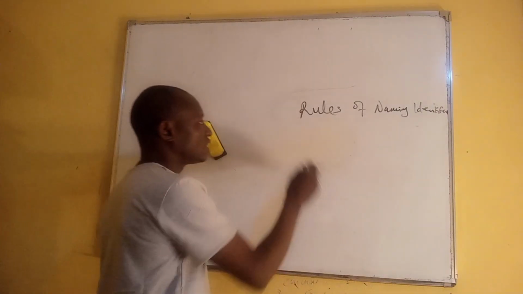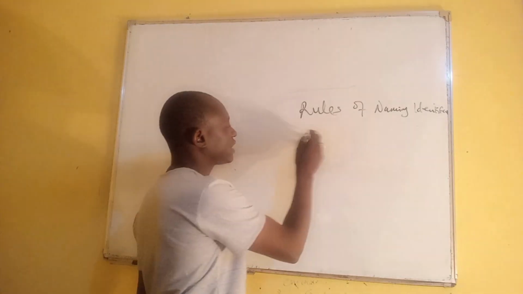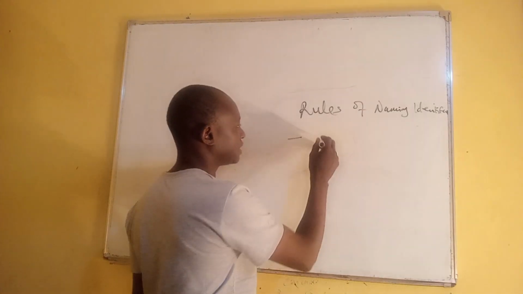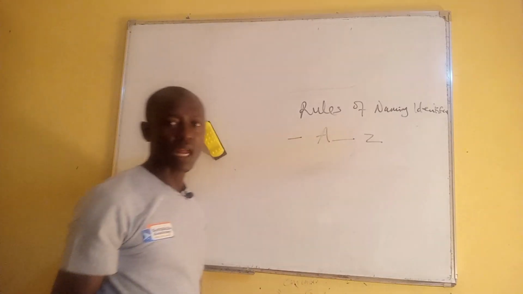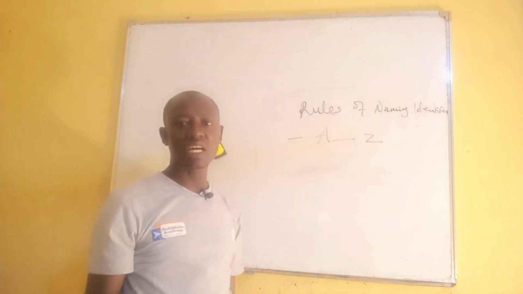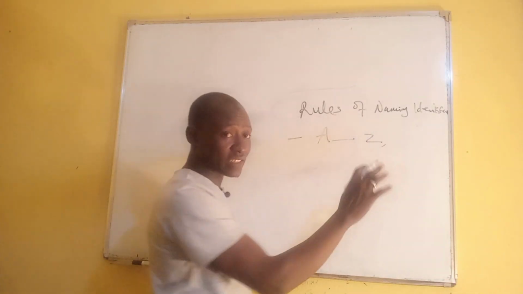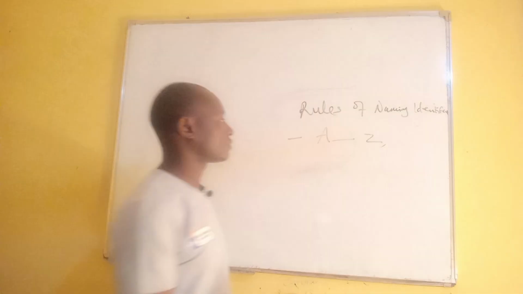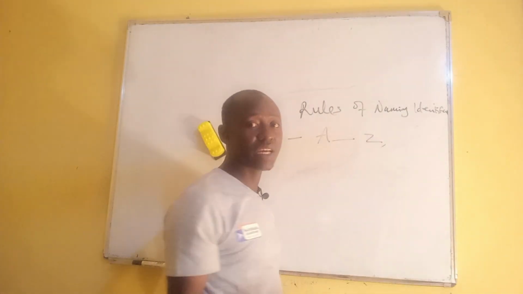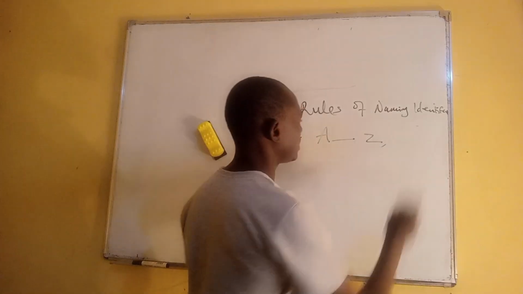One, our identifier must start with a letter. That letter can be A to Z. Are we there? Our identifier must start with a letter. Two, the same as number one, it can also start with a currency symbol. And the currency here is not naira because we don't have naira in this currency. So we have the dollar.